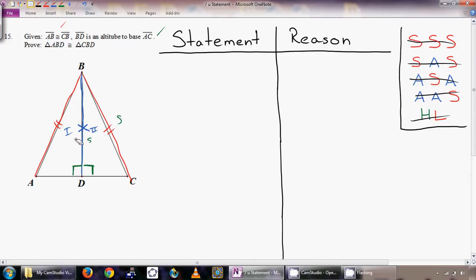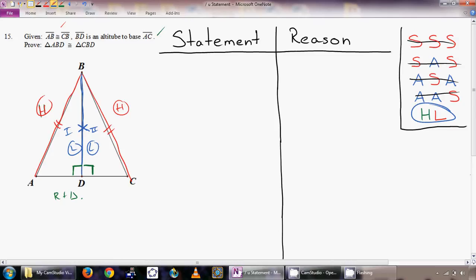And these aren't just any sides. They are particular ones, special ones. These are right angles, therefore these are right triangles, okay? This is a pair of congruent hypotenuses, okay? And that reflexive one, BD, is a pair of congruent legs, all right? So this is a hypotenuse leg problem. And the hypotenuse leg postulate says two right triangles are congruent if their corresponding hypotenuses and legs are congruent.